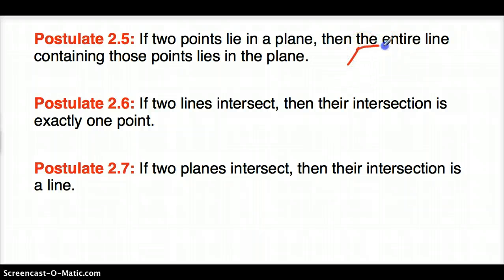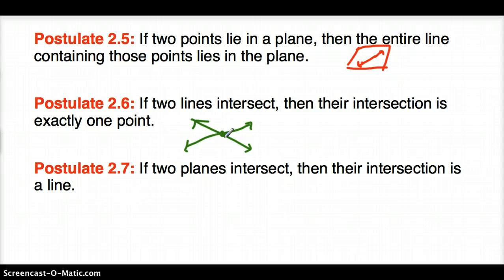So if you have a plane and you have 2 points, all of the points on that line are in that plane. 2.6 states, if 2 lines intersect, then their intersection is exactly 1 point. And we've talked about the intersection of 2 lines being a point before. So here we go. And their intersection is this point right here.